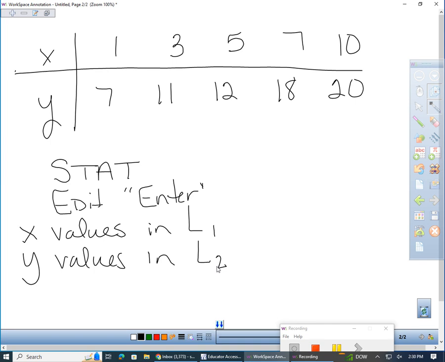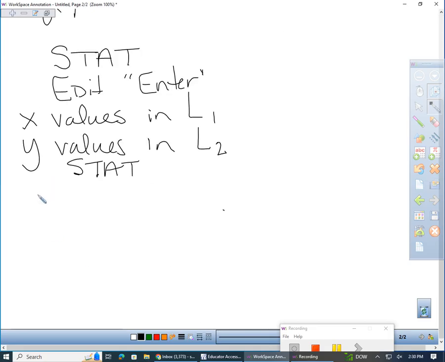Now I'm going to ask you to go back into stat. I'm going to have you push once to the right to where it says calc, and go down to number 4 where it says line reg. And we hit enter. It should come up with X list is in list 1.